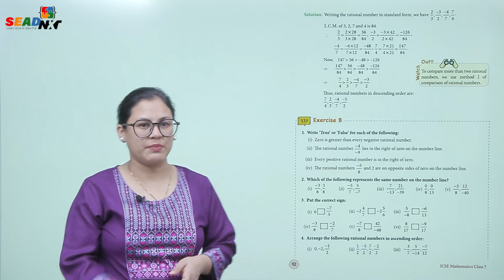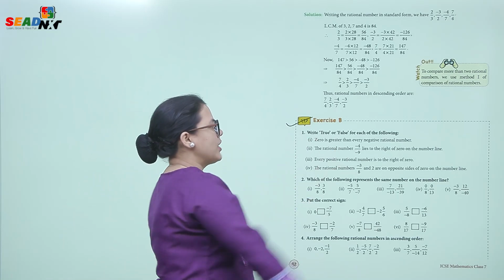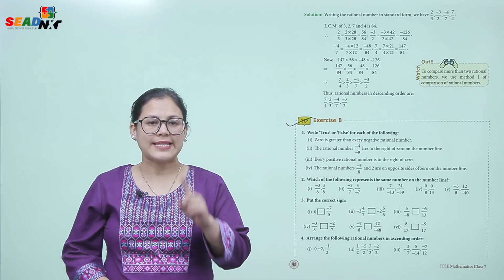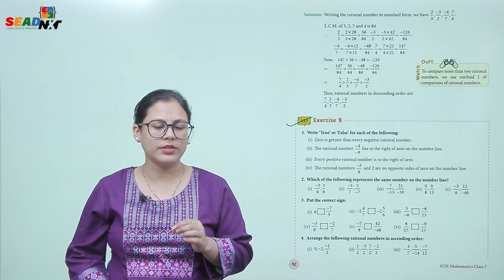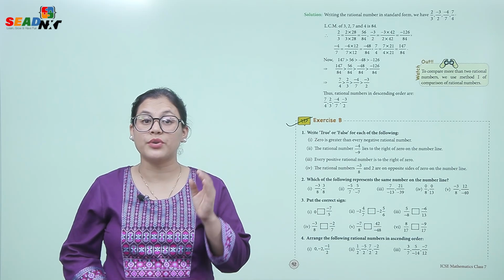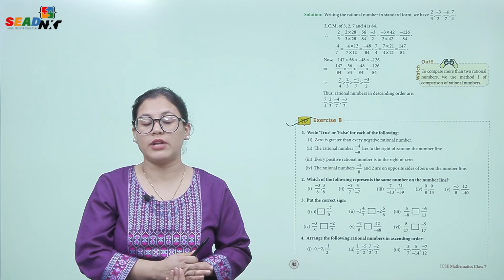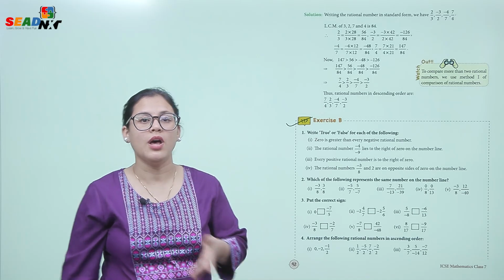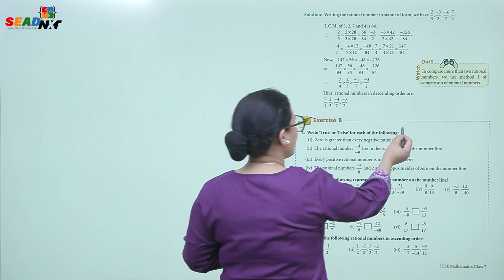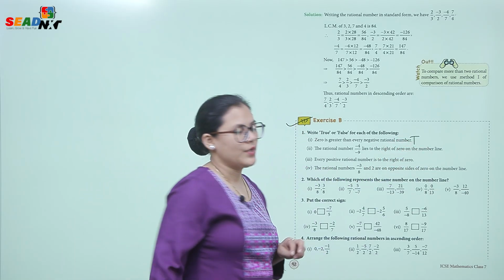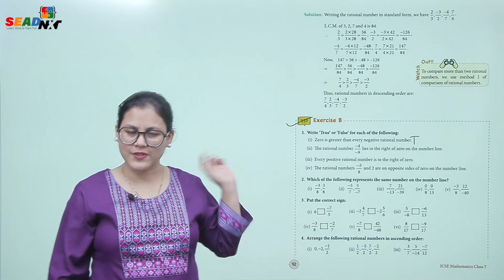Now let's do exercise B. Write true or false for each of the following. Number 1, 0 is greater than every negative rational number. Of course, 0 is greater. हर negative rational number से 0 greater होता है. So the answer is true. Okay. So you will do practice of the remaining questions of this exercise.